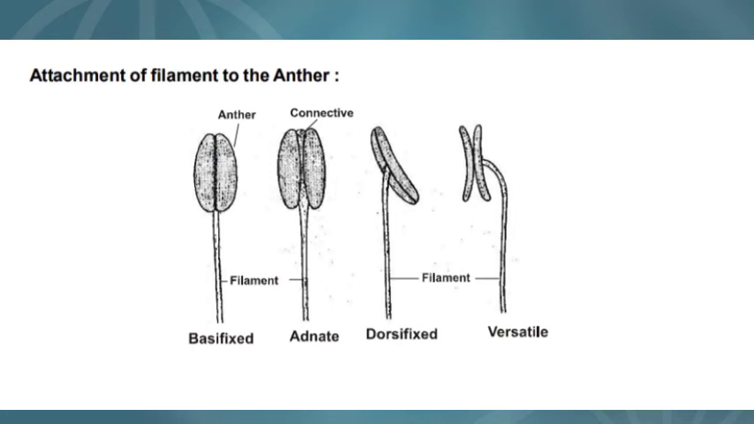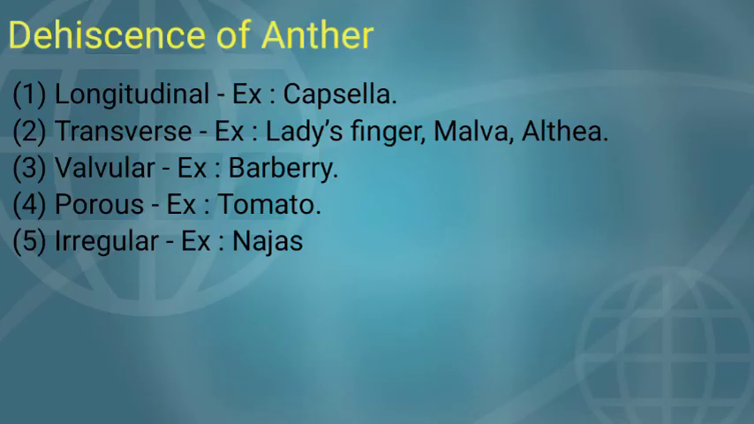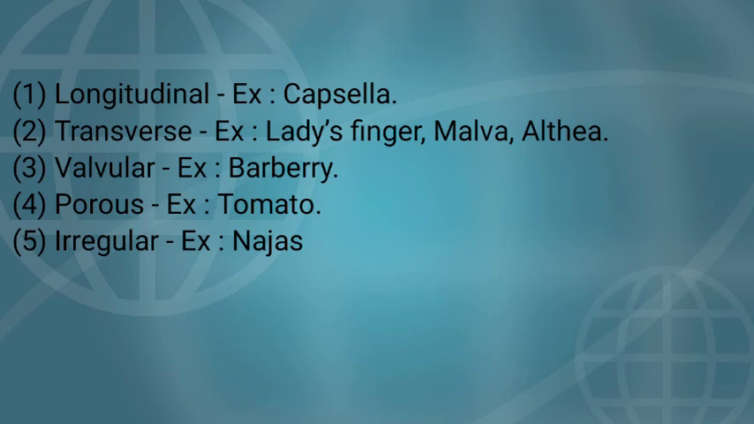The very next topic is dehiscence of anther. Anther dehiscence is broken down into 5 different types. Number 1, longitudinal dehiscence seen in Capsella. Number 2, transverse dehiscence seen in lady's finger, Malva, Althaea. Number 3, valvular dehiscence seen in barberry plant, porous dehiscence seen in tomato, and the last one, irregular dehiscence generally seen in the plant Najas.